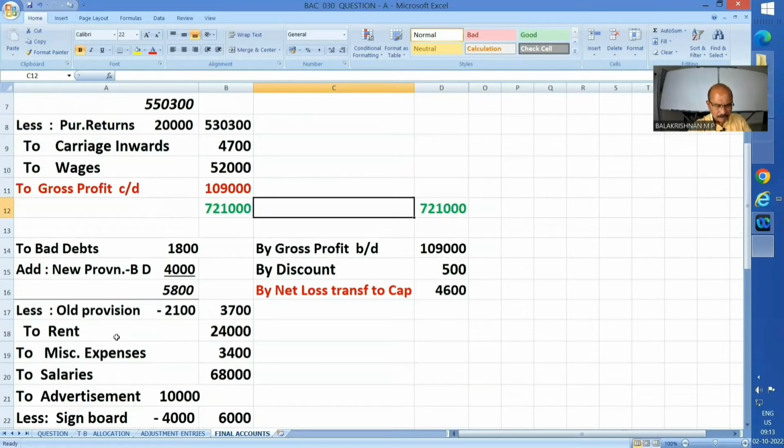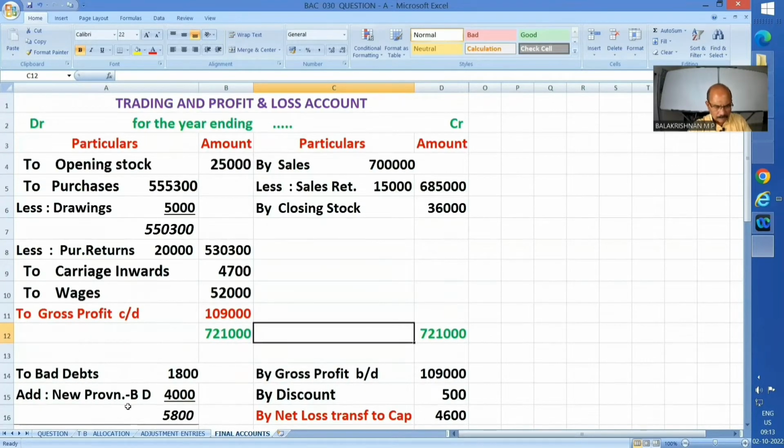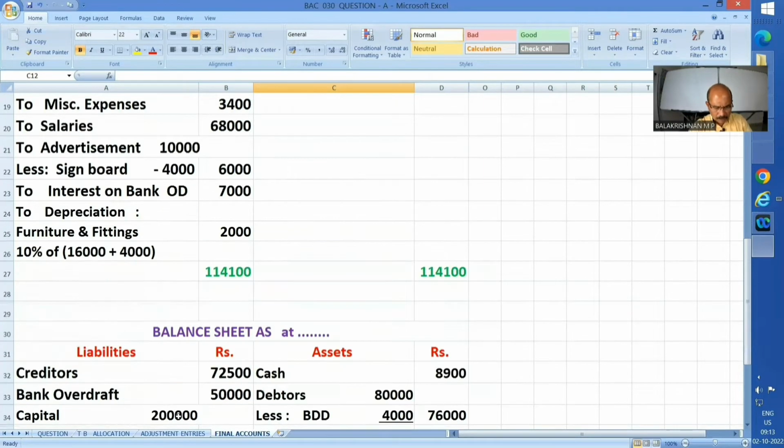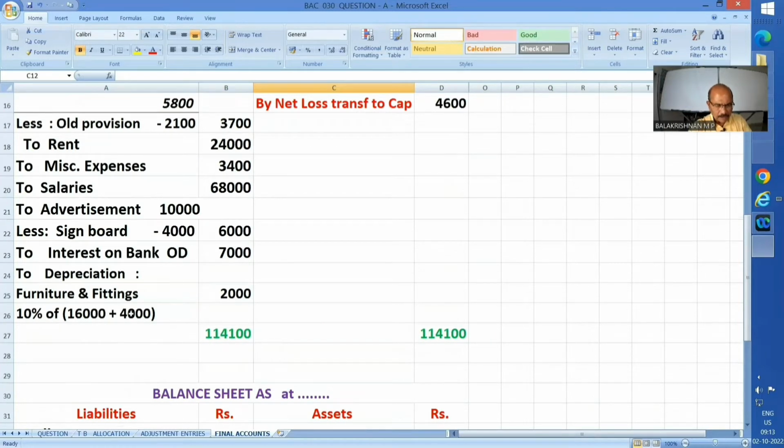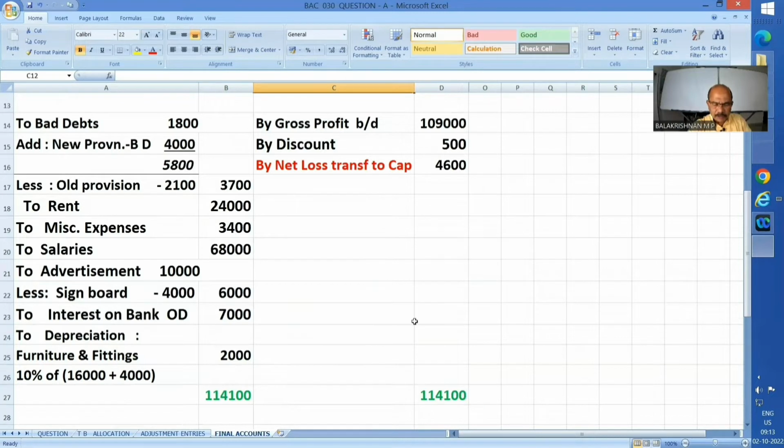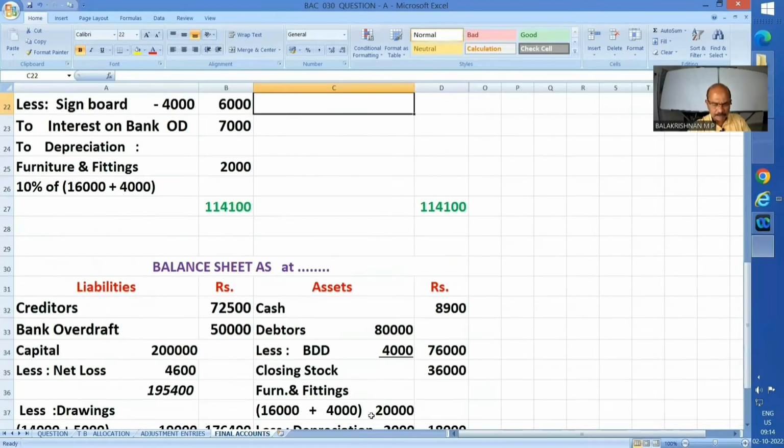4,000, our advertisement signboard, that is also part of this one. Okay, that has been added, 20,000. So on 20,000, 10% depreciation I have to take, not on 16,000. So 2,000. Now, here it happens to be a net loss. How? Expenditure side or the debit side is more. I put the total here. I find a difference of 4,600 here. Okay. So that is the net loss. That will be transferred to capital.